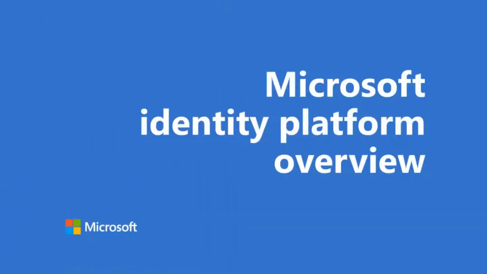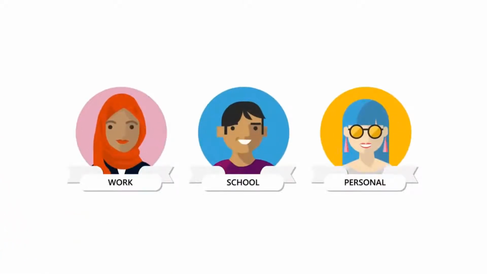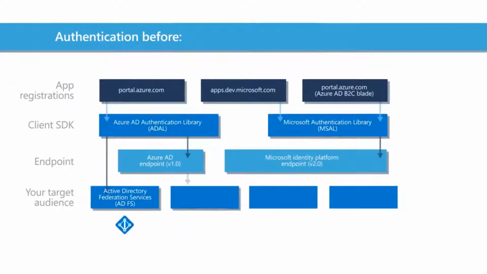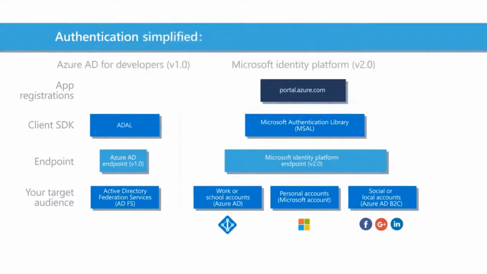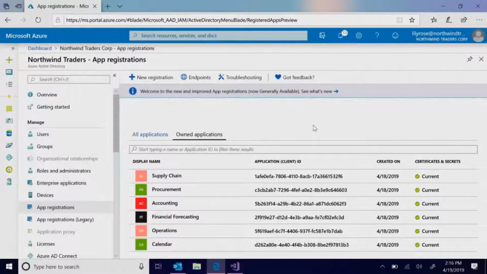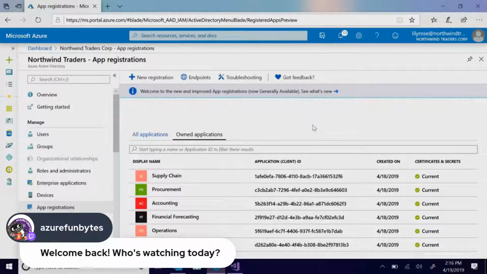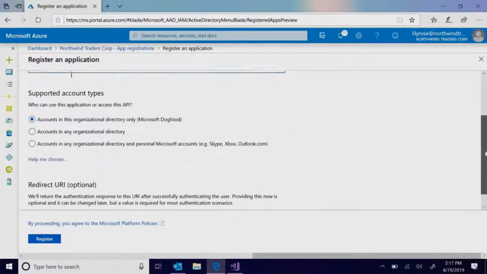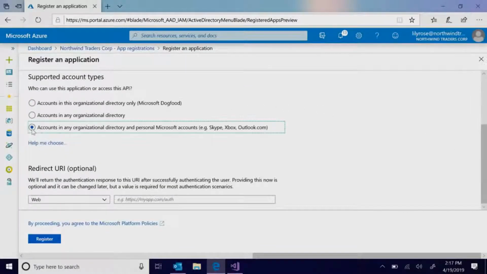The Microsoft Identity Platform offers users a unified way to authenticate into apps with work, school, or personal accounts. It's an evolution of Azure Active Directory for developers. Existing apps built with the ADOL library will continue to work, and users will stay signed in when the apps migrate to MSOL. The app registrations experience now shows all your apps in one place, regardless of whether your app is for enterprises or consumers. To start signing in users, register your app. Name the app. Choose which account types to authenticate, and where to receive the tokens.